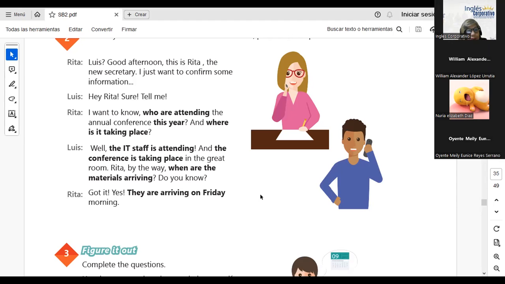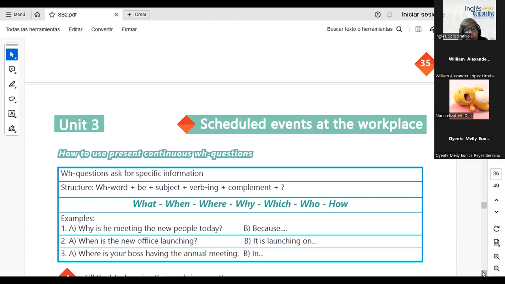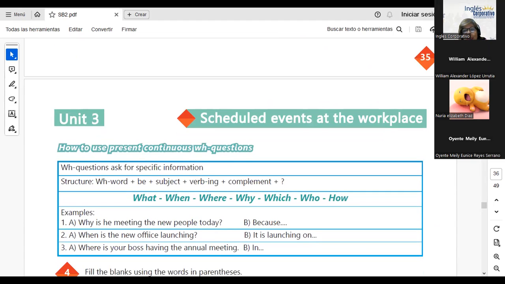How do you feel about this practice, guys? Is your pronunciation better? Is your fluency better? Okay, this is the topic that we studied. W's questions, remember yesterday, okay? How to use present continuous with W's questions? W's questions ask for specific information. Structure: W's question word, verb to be, subject, verb plus ing, and complement.